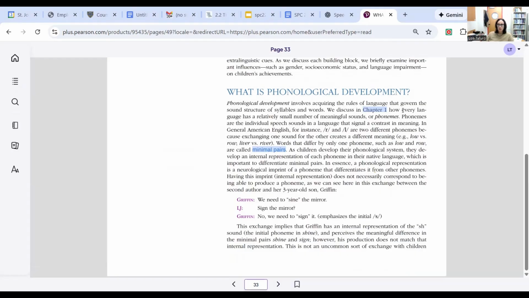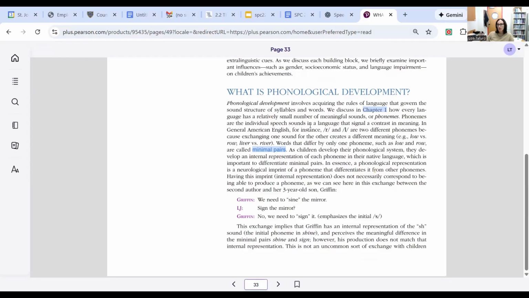So just to review, we know that every language has a relatively small number of meaningful sounds. We call those sounds phonemes. So for example, in English, we have around 43 individual sounds, okay? P, B, right? So distinct from letters or graphemes, phoneme is the term that we use when we're talking about the sounds that are produced, okay?